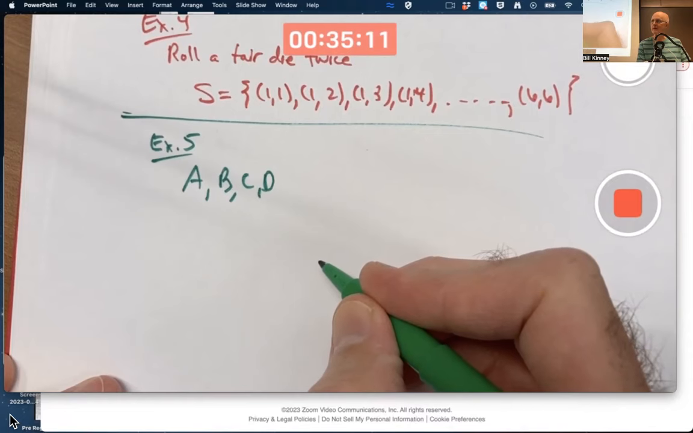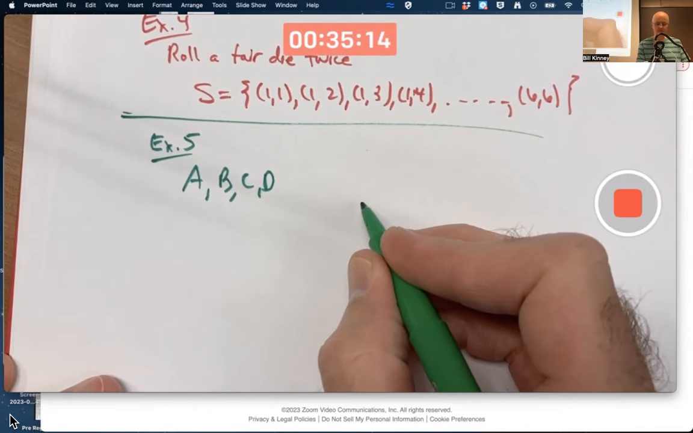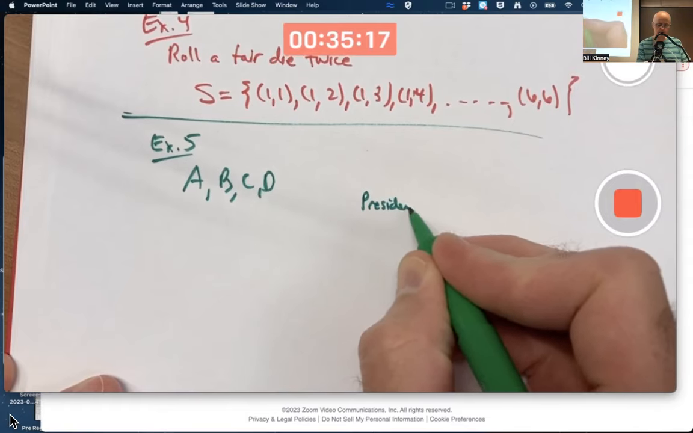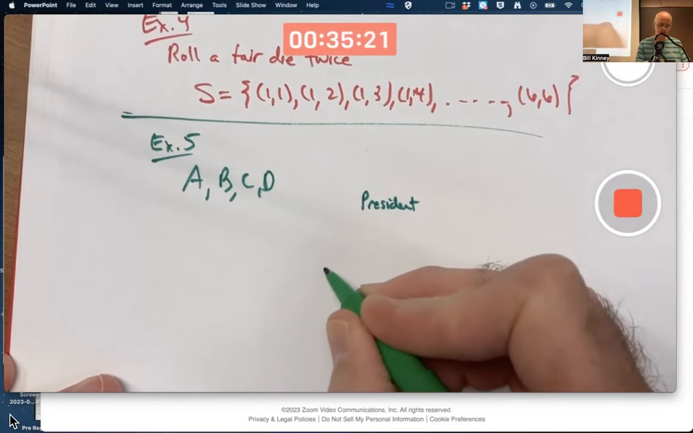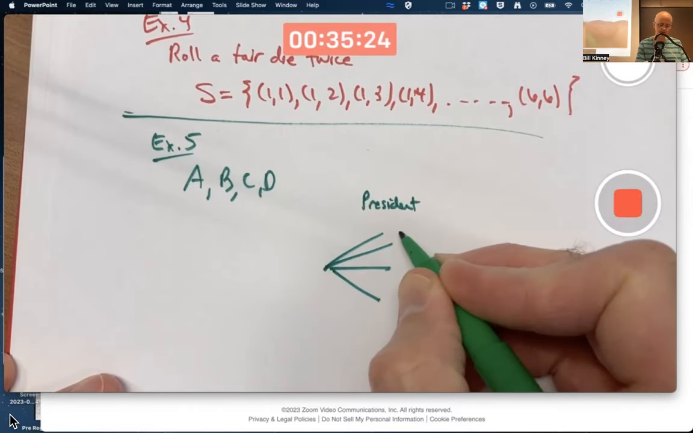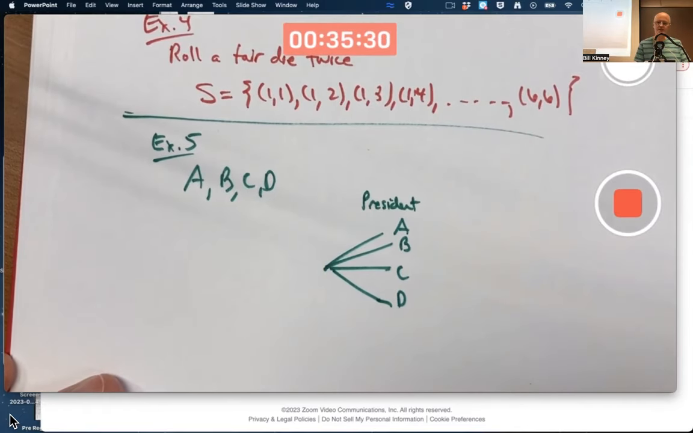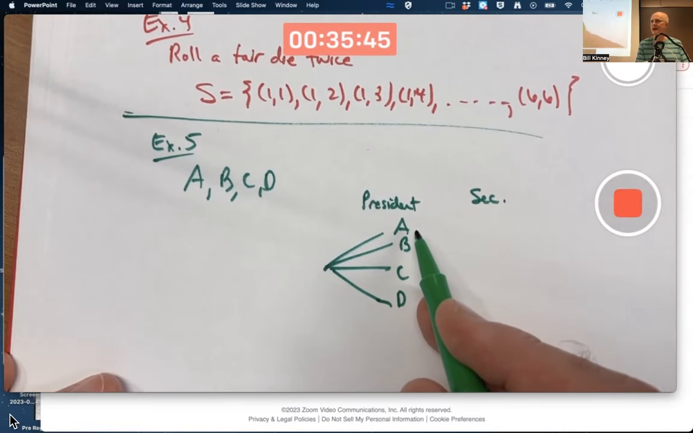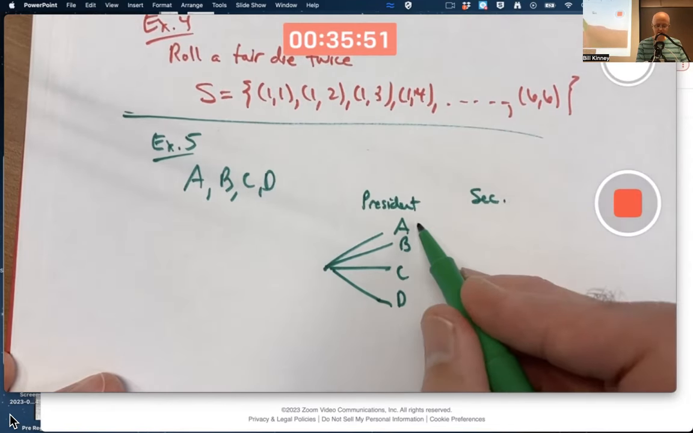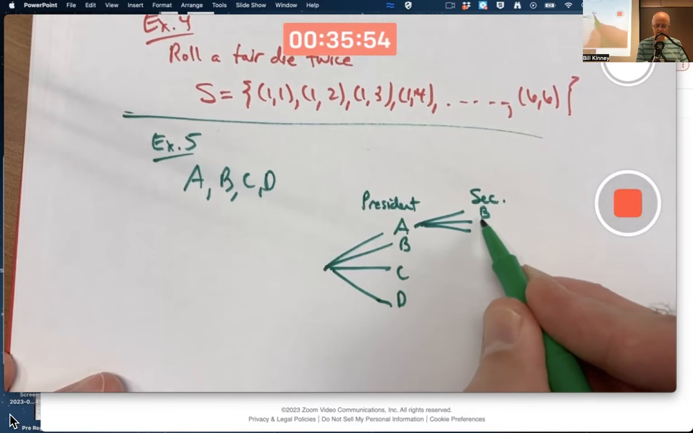You could think of it in terms of a tree diagram. First, select the president. There are four people you can choose from: A, B, C, and D. Once you select the president, then you have to select the secretary. Continue the tree diagram, but realize that if A is president, A cannot be secretary. That's a natural assumption. So if A is selected president, there's only three choices for the secretary, B, C, or D.